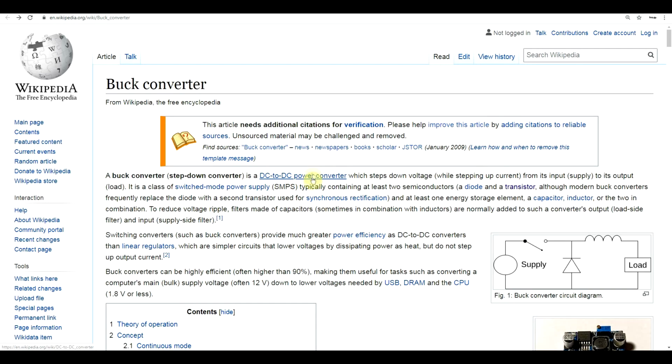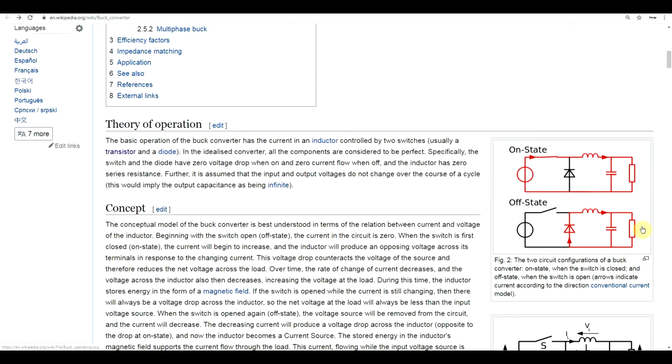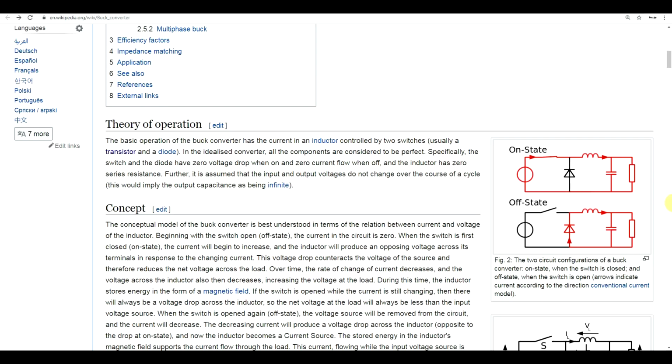If we have a look at what a generic converter looks like, like what we've got here on the Wikipedia page about it, we see that it's quite a simple circuit. You've got your input supply, output load, a diode, an inductor, a capacitor, and a switch.